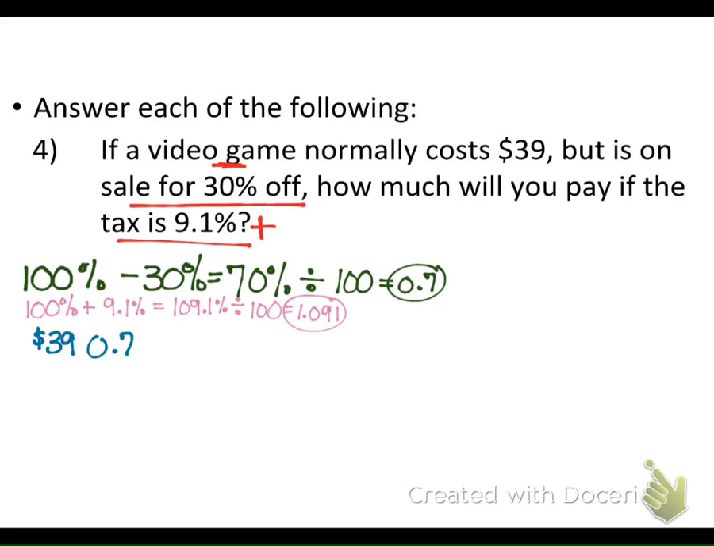Put parentheses around it. Then what? What do I do with that? Okay? And what do I do with these 3 numbers? Try again. What's opposite of divide? Yeah, you're going to multiply these 3 numbers together to get the new amount of the video game with the discount and the price that it's being taxed at. So, in your calculators, you should be taking 39 times 0.7 times 1.091. Jaden, when you multiply those 3 numbers together using your calculator, what do you get?